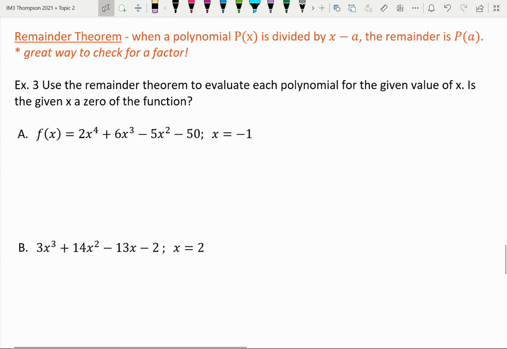Problem A, f of x is equal to 2x to the fourth plus 6x cubed minus 5x squared minus 50. And I'm testing the 0, x equals negative 1. So all I'm going to do is take negative 1 and plug it in everywhere into my function for x. And then when I simplify all that, that number is the remainder. Now, can I find the remainder in other ways? Yes, you could do synthetic division or long division. This is another method.